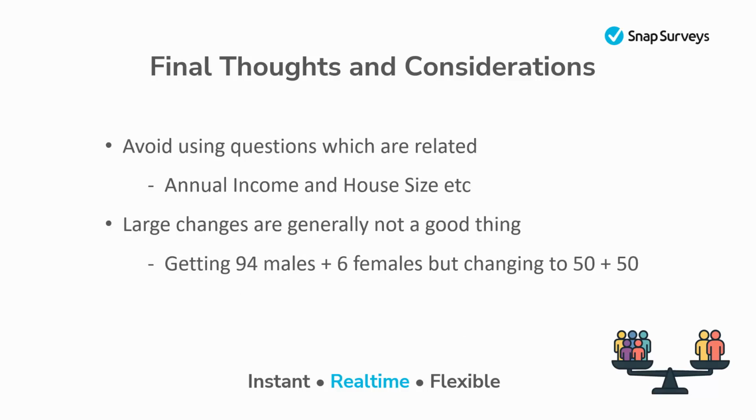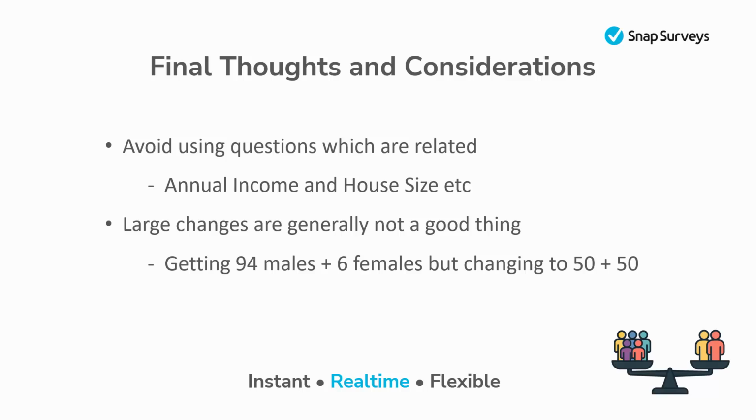We also need to avoid weighting questions which are directly linked to each other. So for example, if you had a question saying what's your annual income or your yearly wage, and you also have another question which is what size house do you live in, it's quite likely that the more money you make at work or whatever else you're doing to get money, the bigger your house is.